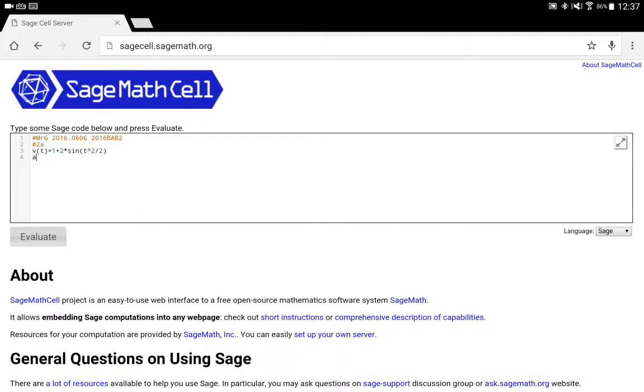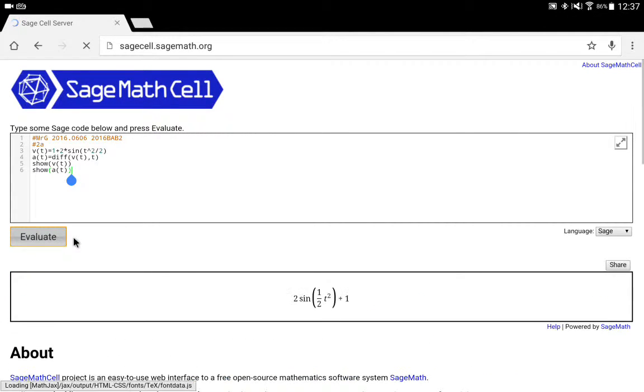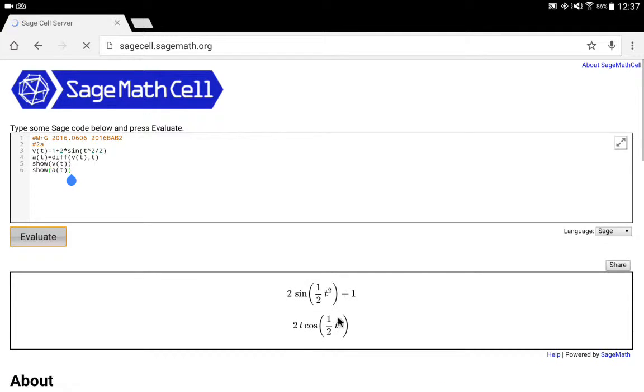And then a of t is going to be the derivative, dv dt, the derivative of v with respect to t. So how about the diff of v of t with respect to t? Okay, and then let's show v of t, make sure that we entered everything correctly. And let's show a of t. And click evaluate. And we get, there's v of t and there is a of t.